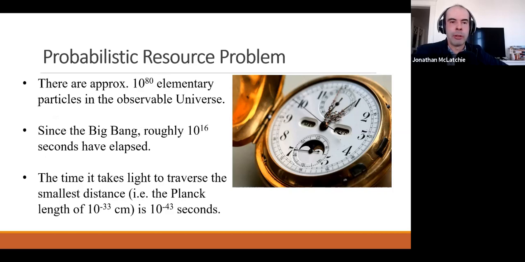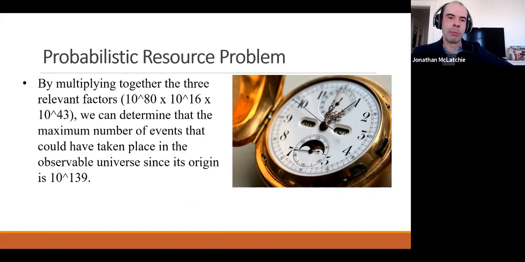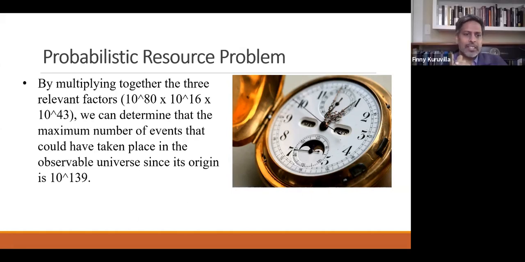So we're looking at how many elementary particles there are in the universe, how many seconds have elapsed, and light traversing the smallest distance, which is the quickest event that can take place. Multiplying those factors together gives you the maximal number of events that could have taken place. Does that make sense?